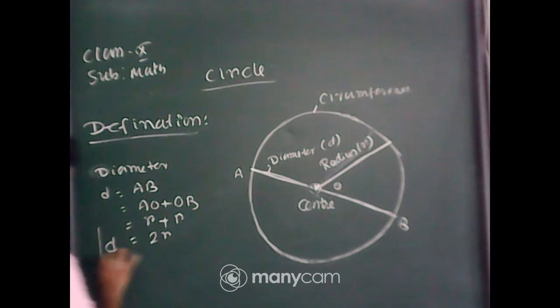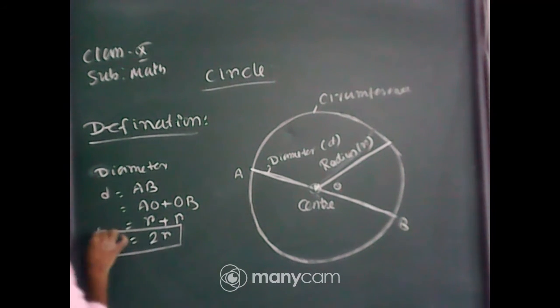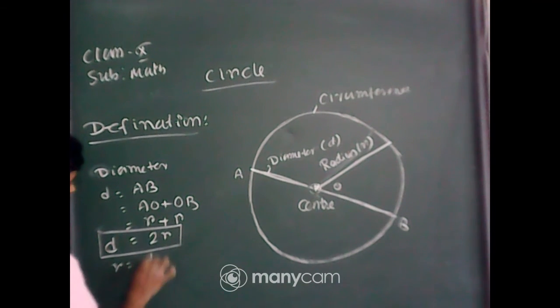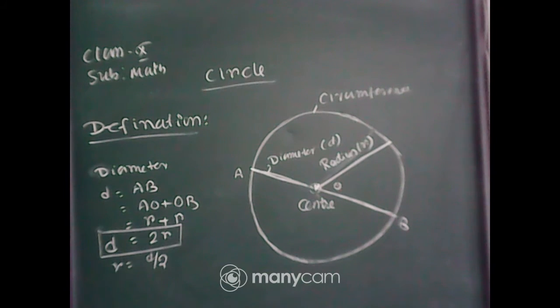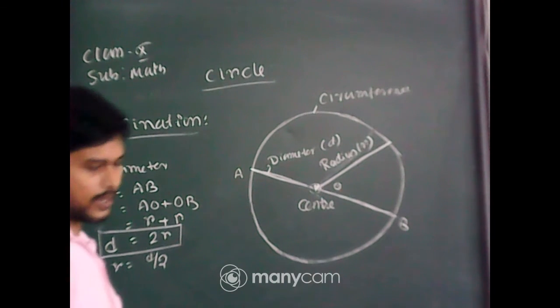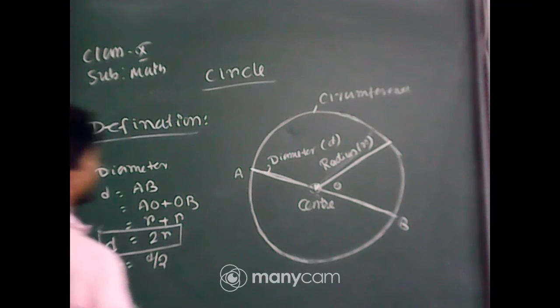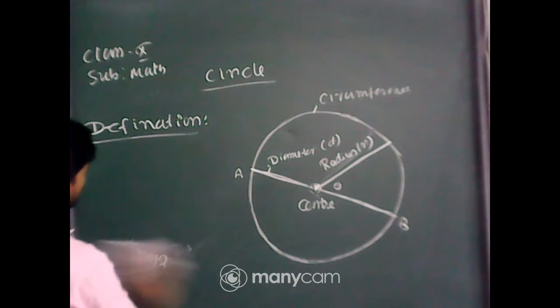This is a formula: the diameter equals twice the radius. I think you know about this, but I am telling you once more. So diameter equals twice the radius, or radius is equal to half of the diameter, D by 2. Okay. Now let's define a few more terms related to the circle.